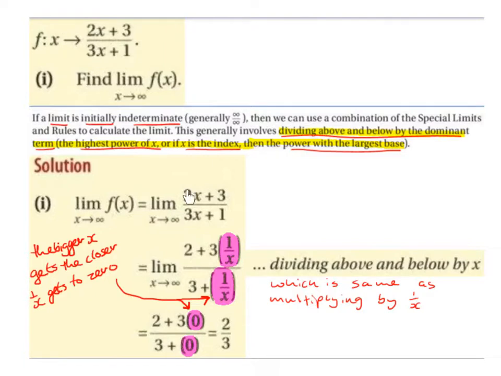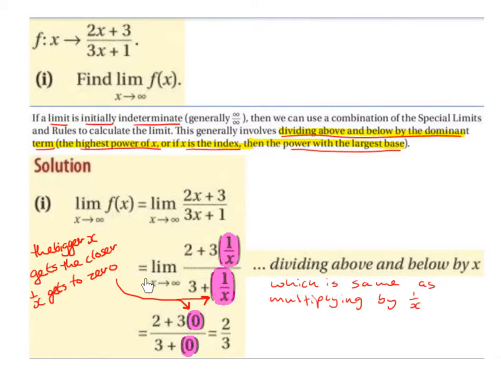So 2x multiplied by 1 over x will just give us 2. And 3 multiplied by 1 over x is just 3 times 1 over x. 3x times 1 over x will just give us 3. And 1 times 1 over x will just give us 1 over x. So now we have the limit of 2 plus 3 times 1 over x over 3 plus 1 over x as x approaches infinity. So the bigger the x gets, the closer 1 over x will get to 0.